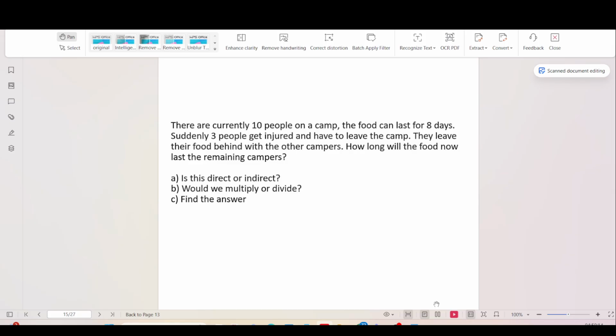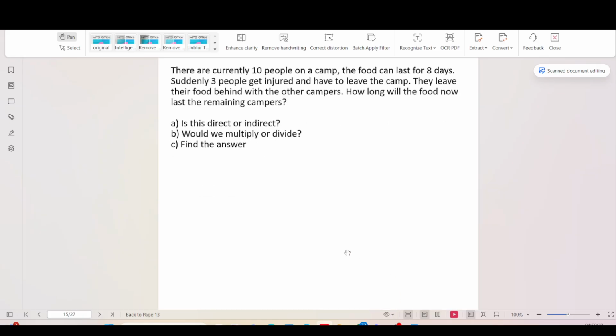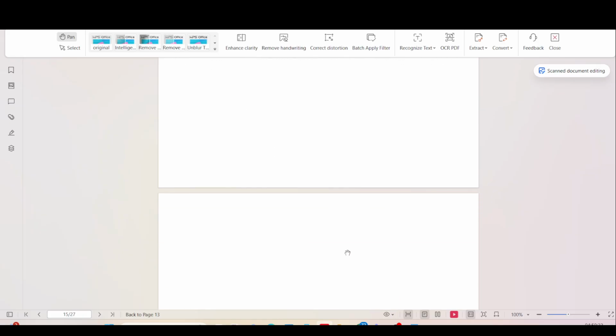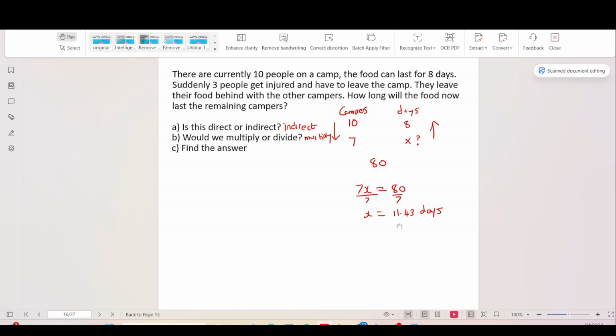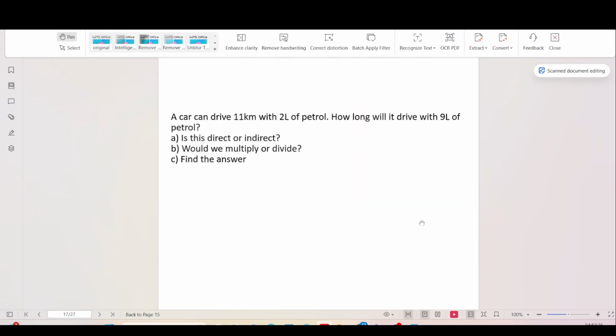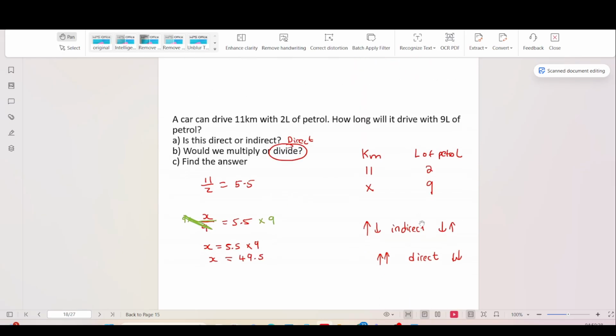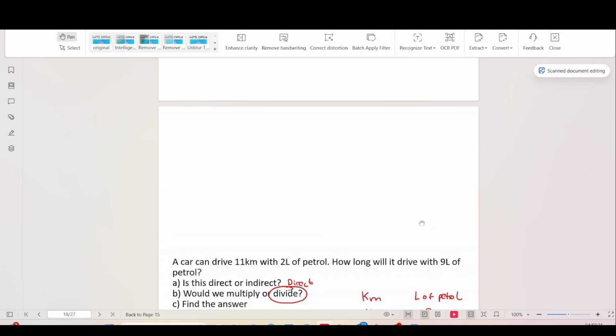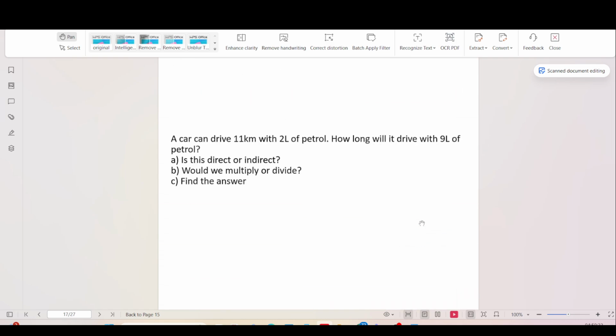7 times x. So we get 80 over 7? Yes, 80 divided by 7 will be your answer, which is 11 point something days. Okay, great. So, what about this one?